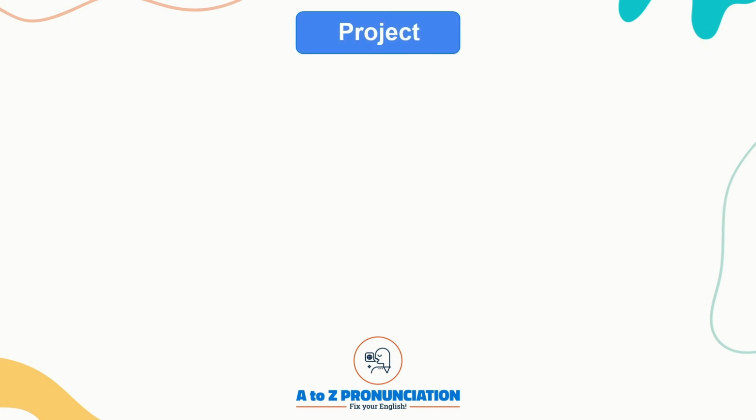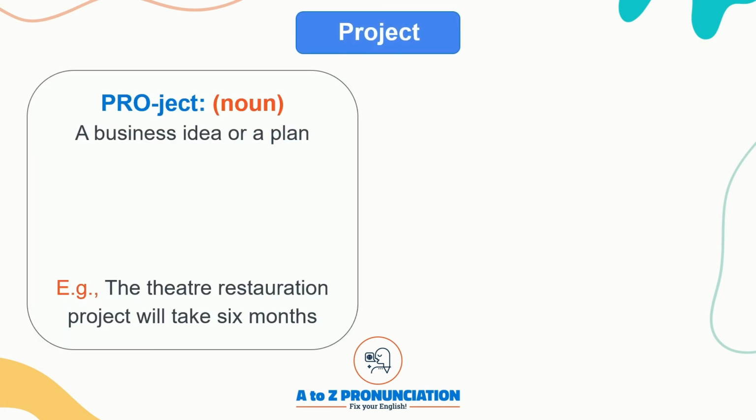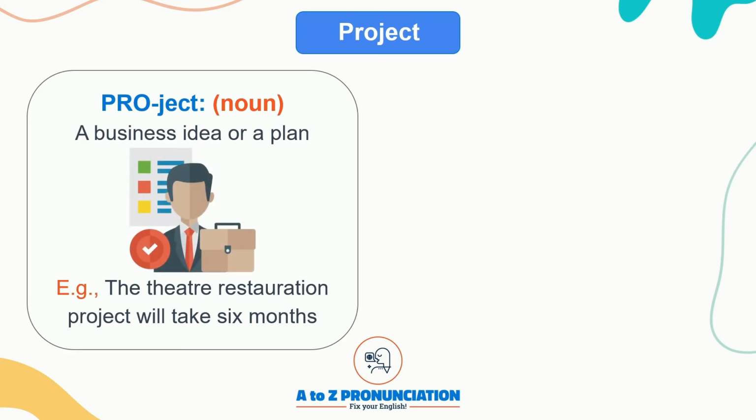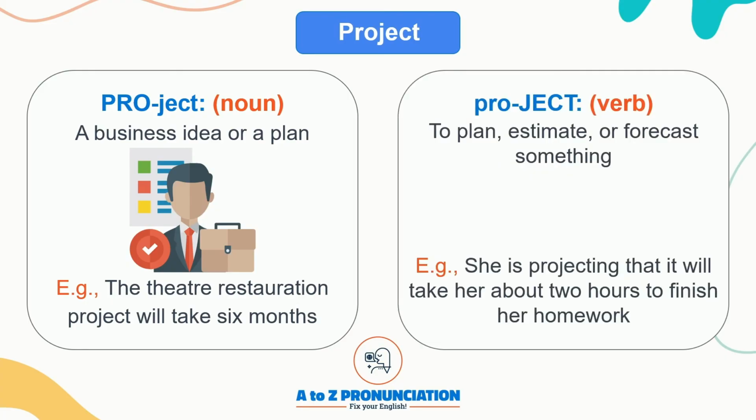Up next, project and project. Project, in the meaning that we all know, is a business idea or a plan. For example, the theater restoration project will take 6 months. In the verb form, project means to plan, estimate, or forecast something. For example, she's projecting that it will take her about 2 hours to finish her homework.